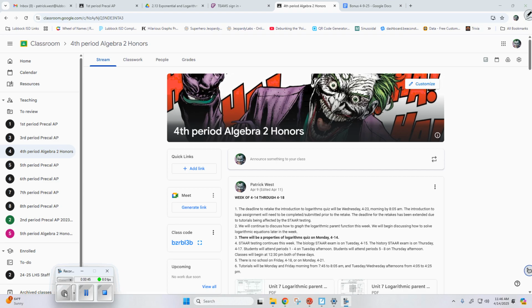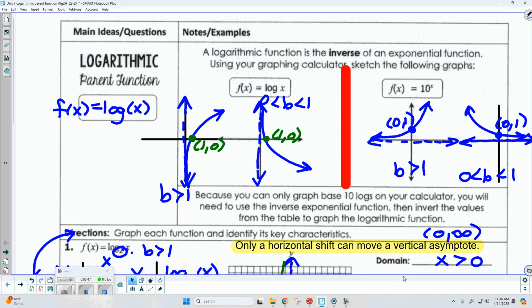Okay, so let's go ahead and go straight to this so we can get it done. Did anybody need a copy of the notes? I do have extra copies if anybody needs one. Okay, it looks just like this. Logarithmic parent function. Okay, copy the notes. They look just like this.